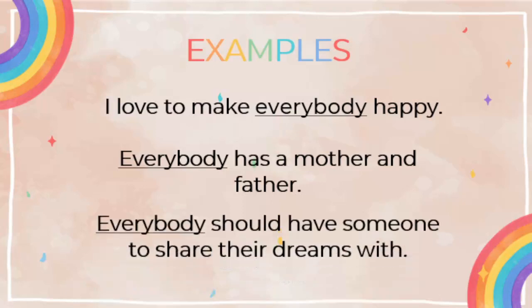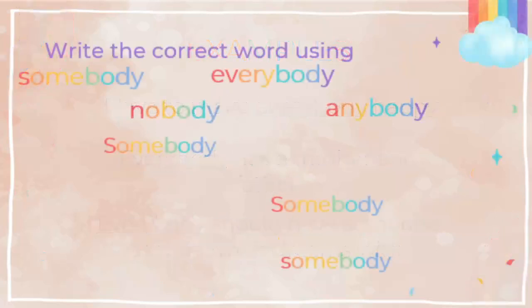Next. Here again, let's read everybody. Sorry, are you sleepy? Grade 5. 5, please sit properly. You look like you're at home. Everybody should have someone to share. Okay, so all of us wants to share, or all of us should share our dreams with somebody. Okay? Or someone. Next is here.